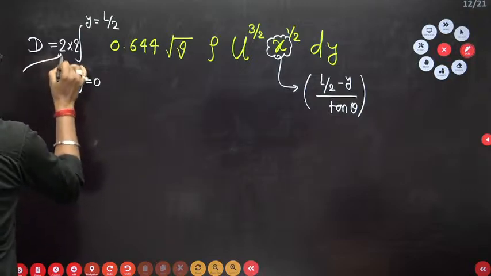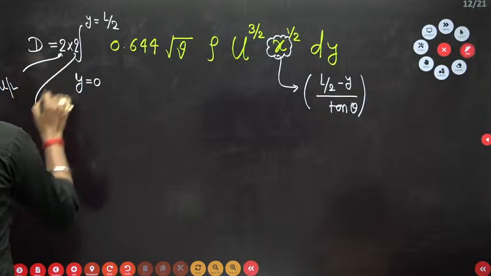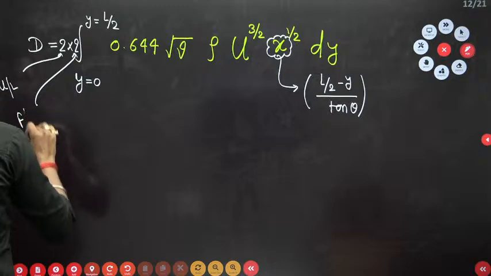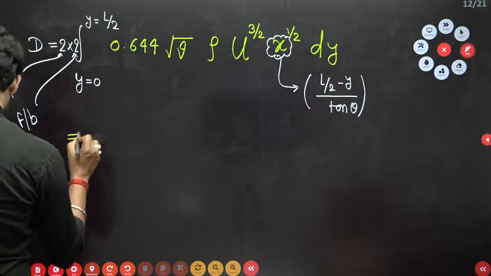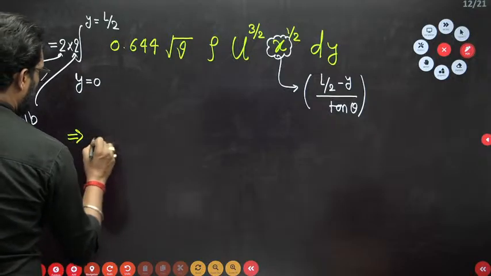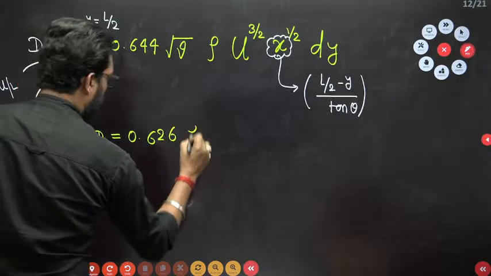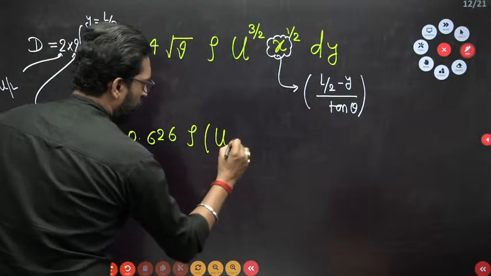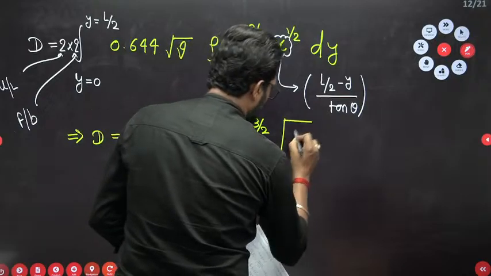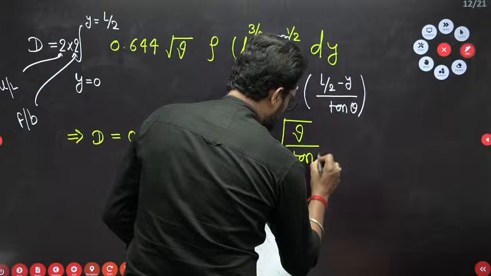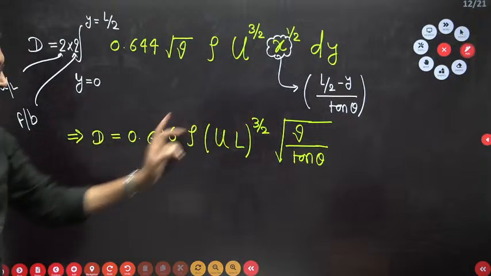This 2 is for upper and lower. This 2 is for front and back. Clear? Now put this value and rearrange it. So this is your D, and D is equal to 0.626 rho U L to the power 3 by 2 square root of nu divided by tan theta. This is after rearranging, after you integrate it.